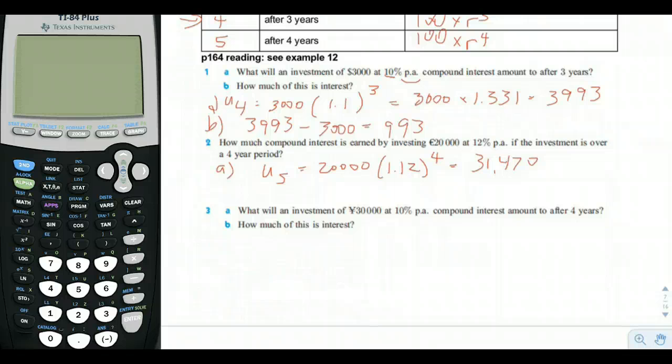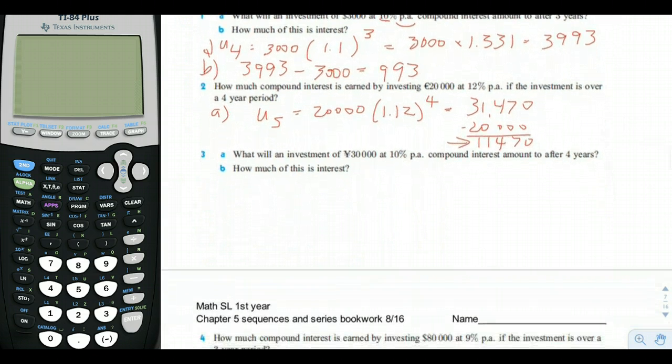And so how much compound interest is earned? If they're saying how much compound interest is earned, they want you to subtract out the original amount, which would be 20,000. So you earn 11,470. Okay. What will an investment of 30,000 yen at 10% per annum compound interest amount to after 4 years? How much of this is interest?